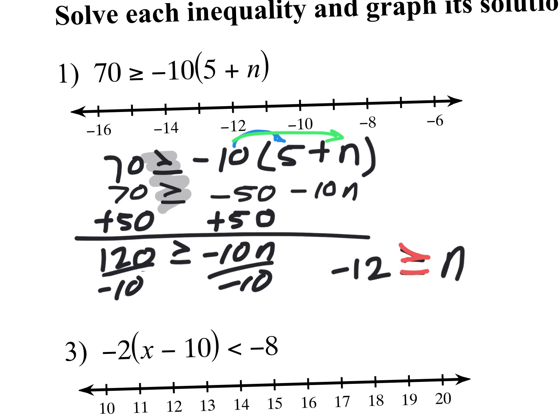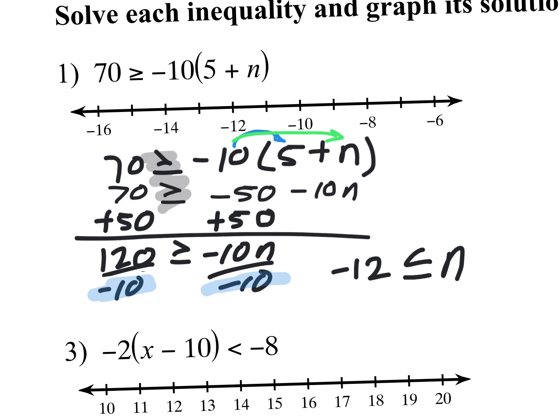Oh, you read my mind. Why did I write that in red? Because you have to flip your symbol when you multiply or divide by a negative number, which I did, right? So that actually needs to flip so that instead of facing in that direction, it's facing in that direction.